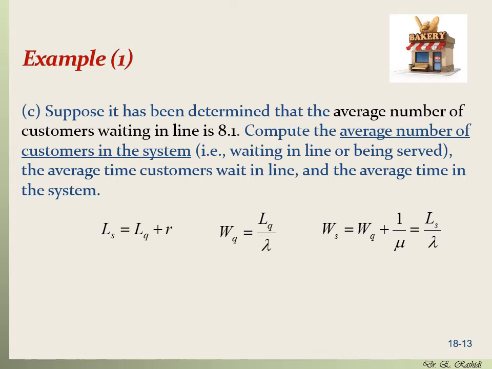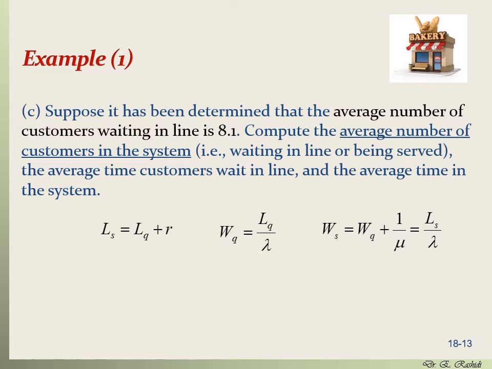Here is part C of the question. Suppose it has been determined that the average number of customers waiting in line is 8.1. So that's L sub Q. It's given. Compute the average number of customers in the system, waiting in line or being served, the average time a customer waits in line, and the average time in the system. So it's asked for L sub S, W sub Q, and W sub S. So please pause here, try to find these parameters, and then come back to see the solution. All right, let's see the solution.